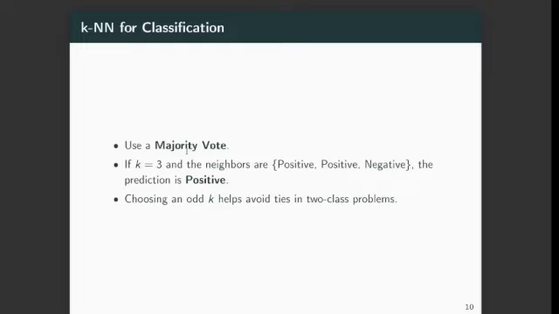So now let's see how the KNN works for classification using the majority vote. If we set K equal to 3, and the 3 closest neighbors are positive, positive, and negative, then the prediction would be positive. And we usually choose an odd number for K because we want to avoid having a tie.